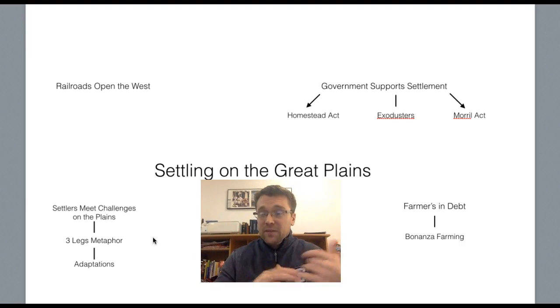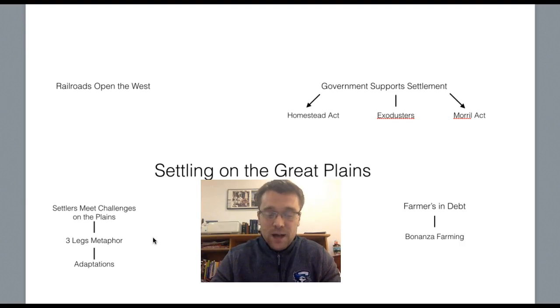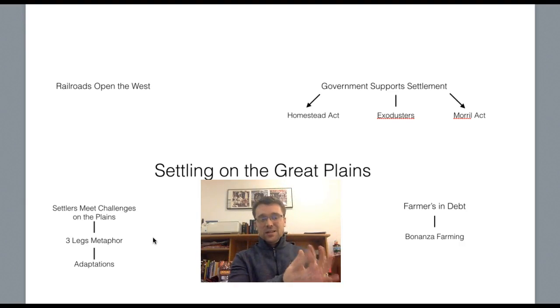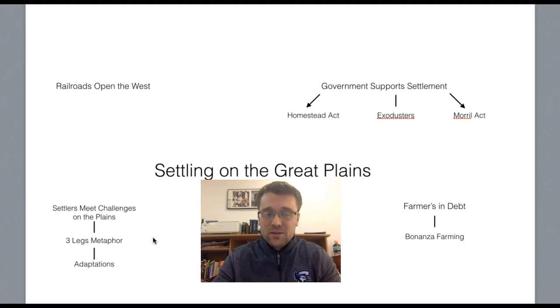Many of the people that take advantage of the Homestead Act are what's known as exodusters. And these are African Americans. Many of them were former slaves that are looking to escape the post-war South. The United States government also realized that the land, Great Plains, is much different, and so they had to think of different ways to educate people about how to use that land. That's where the Morrill Act comes into play.